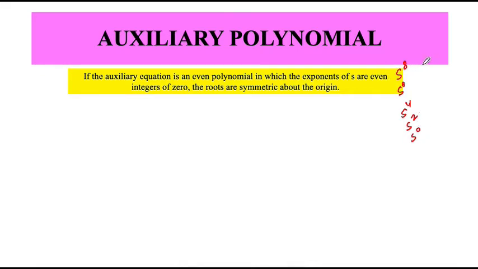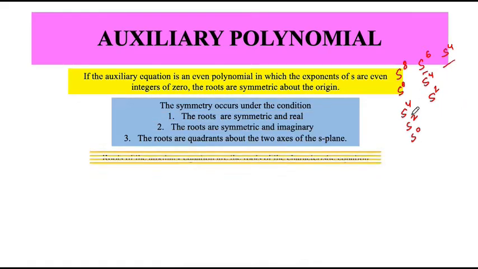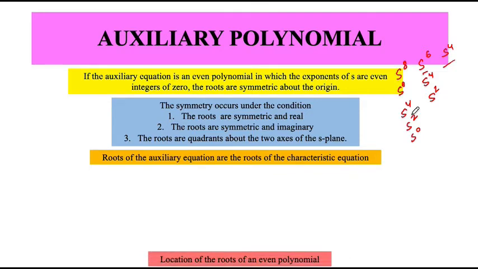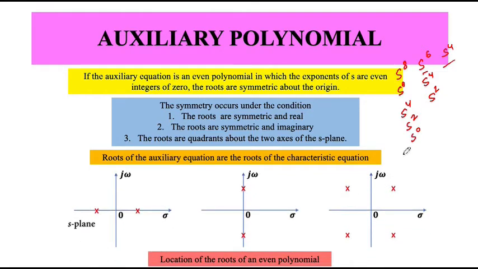Okay, so here you could have s^6, s^4, s^2, and so on, right? It will just have s to the power 6, s to the power 4, and so on. In this case, we see there are roots that are symmetric about the origin. Symmetric could be under several conditions.